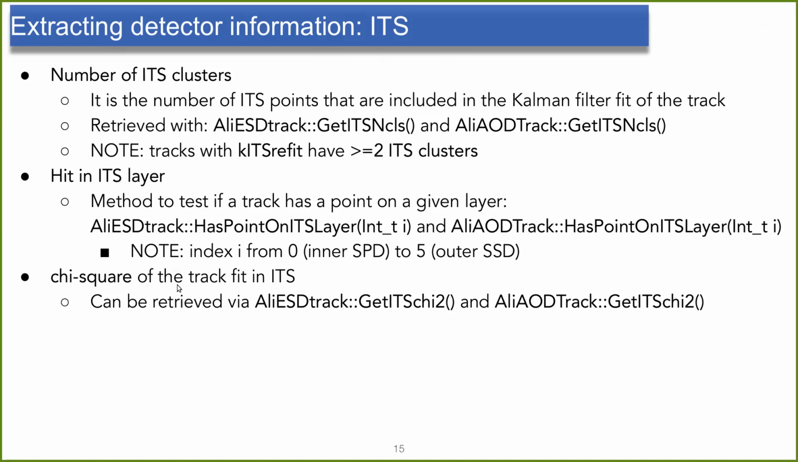Now one can also get the chi-square information from the ITS, from the fitting of the ITS points during the track reconstruction. You can do it by calling GetITSchi2, for both the ESD and the AOD track.